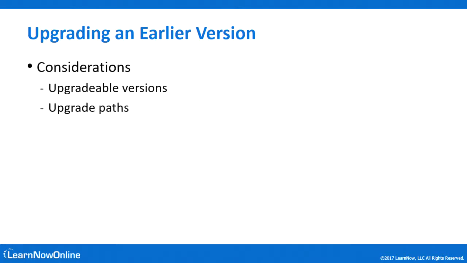Another thing to consider is upgrade paths. The available upgrade paths for various editions of SQL Server may limit your options. In general, you're limited to upgrading to the same or similar editions of SQL Server as the earlier version. For example, you can only upgrade from SQL Server 2008 Enterprise Edition to SQL Server 2016 Enterprise Edition.